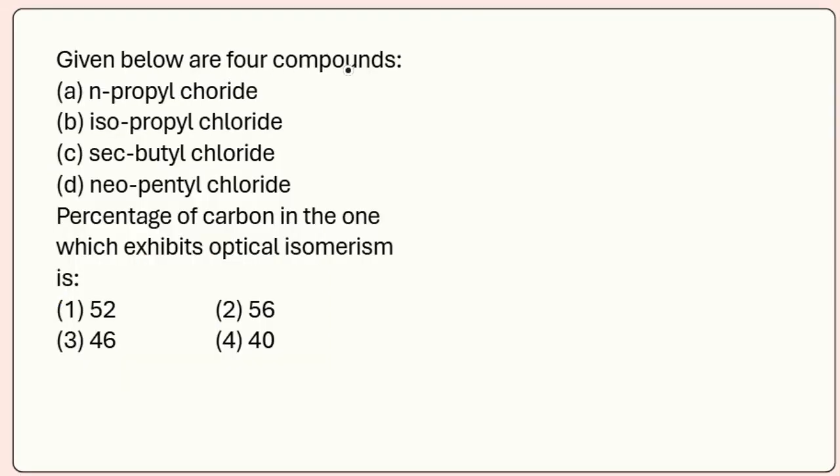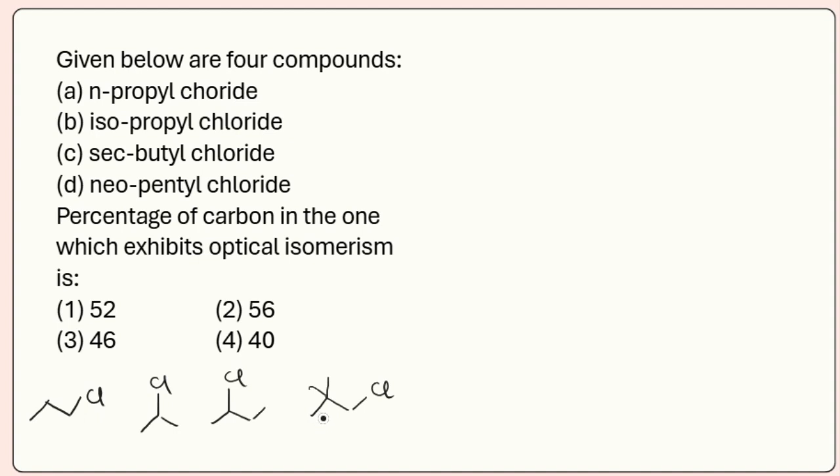Given below are 4 compounds: N-propyl chloride, isopropyl chloride, secondary butyl chloride, and then neopentyl chloride. All common names are given. So how easily you will convert these common names to structures? You will get the answer that quickly. Now, what is the percentage of carbon in the compound which exhibits optical isomerism? So the question is in two parts.